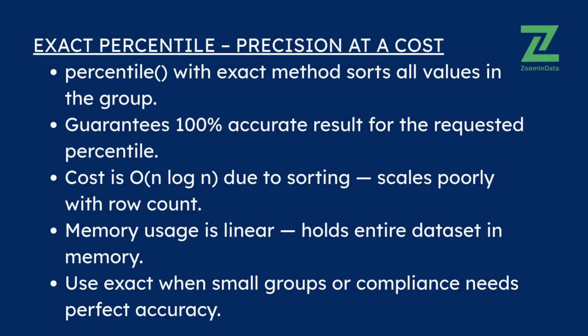Let's dive in. Let's start with exact percentile. The percentile function with exact method sorts all values within each group. It guarantees 100% accurate result for the requested percentile, no error. But the cost is high. N log n time due to sorting, and linear memory to hold the entire dataset. It scales very poorly with row count. Large groups can cause memory pressure or timeouts.